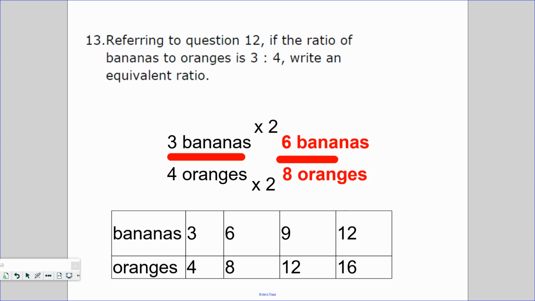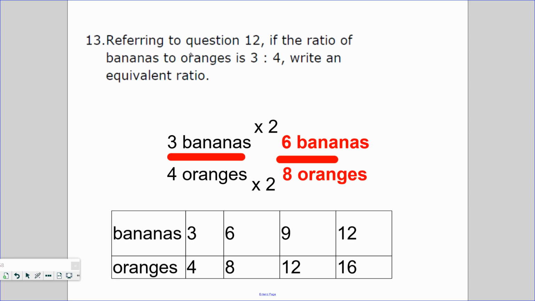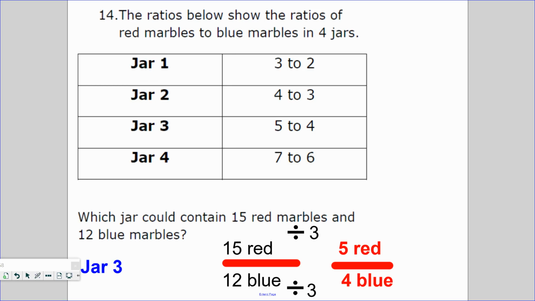Number 13, referring back to question 12, if the ratio of bananas to oranges is 3 to 4, write an equivalent ratio. Do you know another way to say this? What if I double this group? Then there'll be 6 bananas, 8 oranges. What if I triple the group? 9 bananas, 12 oranges. Quadruple the group: 12 bananas, 16 oranges. Number 14, the ratios below show the ratio of red marbles to blue marbles in 4 jars. Which jar could contain 15 red marbles and 12 blue marbles?